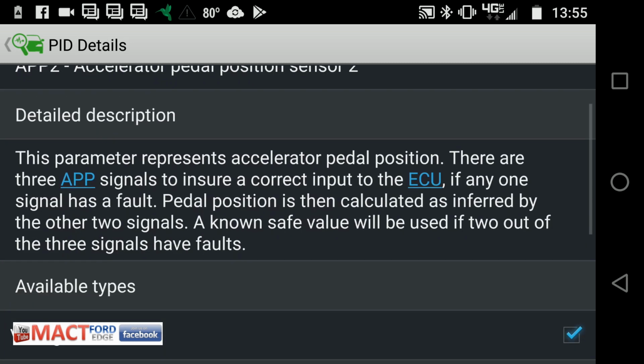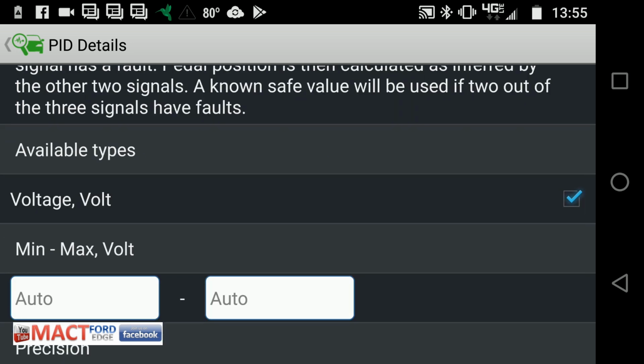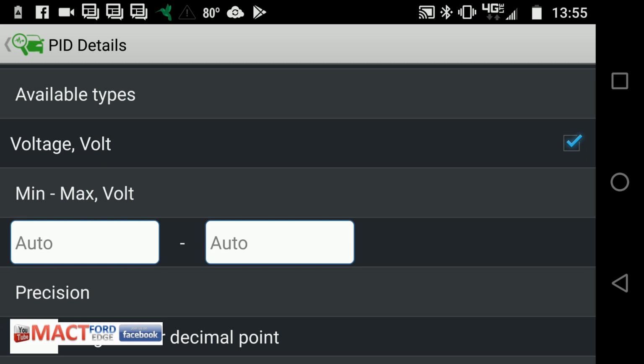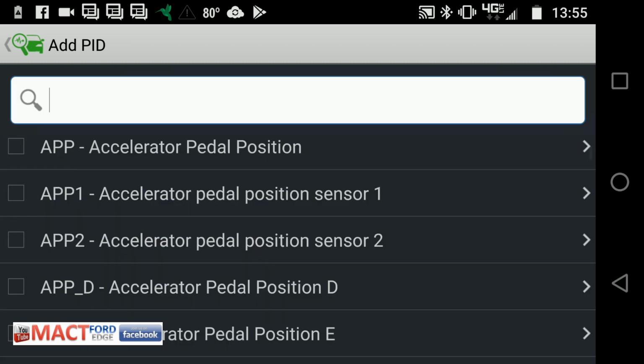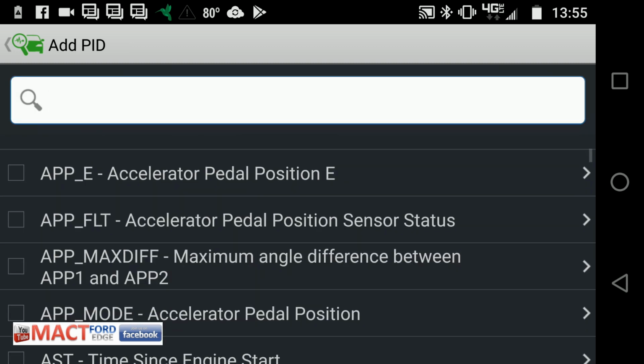Again, APP2, accelerator position 2, same thing. It uses the other signals to help a known safe value to run. So we have our voltages again, and we can see where we're at while we're operating, whether or not this is in good shape. This might be for your throttle body issues as far as any problems you're having.